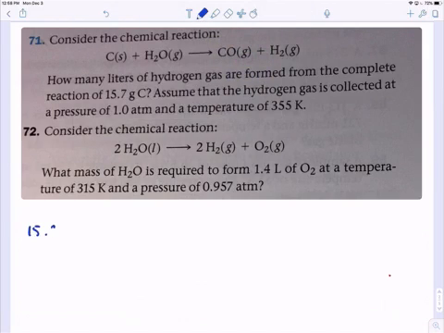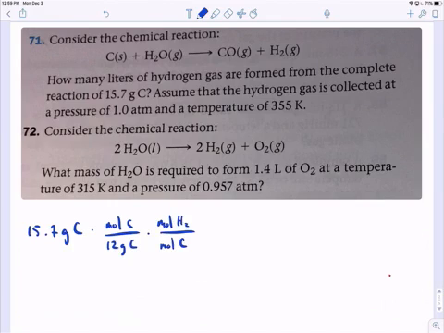So 15.7 grams carbon times mole carbon to 12 grams carbon. So mole hydrogen to mole carbon, and we stop there. So this is 1.31 moles H2.